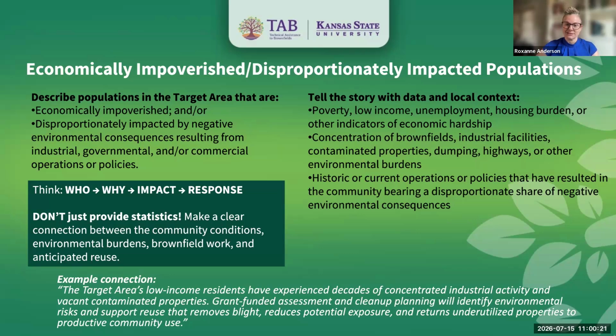Look at the example language on the slide. It connects low-income residents to decades of concentrated industrial activity and vacant contaminated properties, and then directly explains how the grant will identify risks and advance reuse. So don't just give EPA another page of statistics. Tell them what happened in this community, who has been carrying that burden, and how this project moves things forward for them.